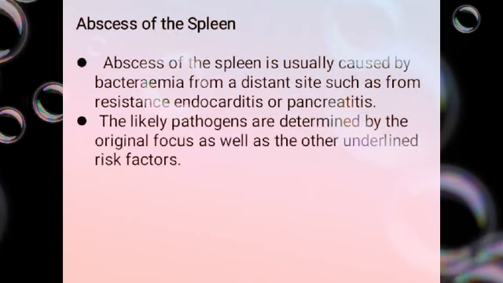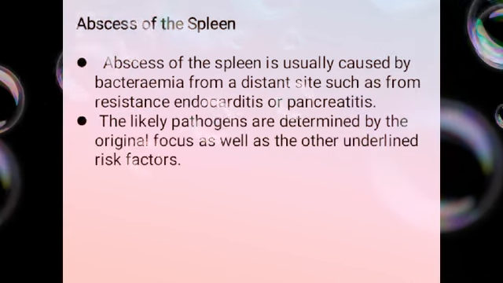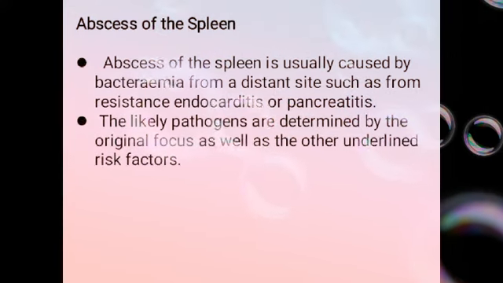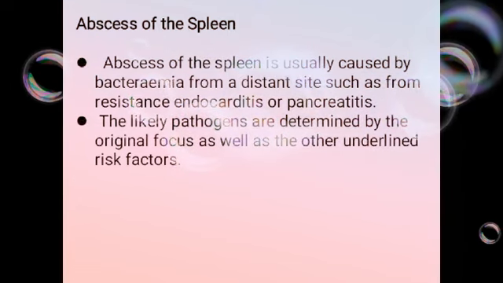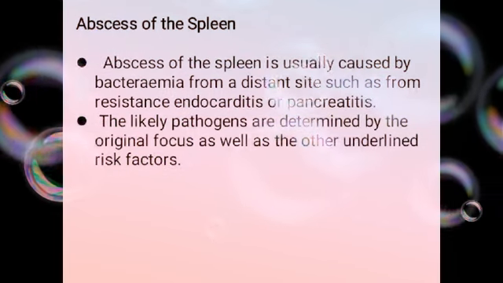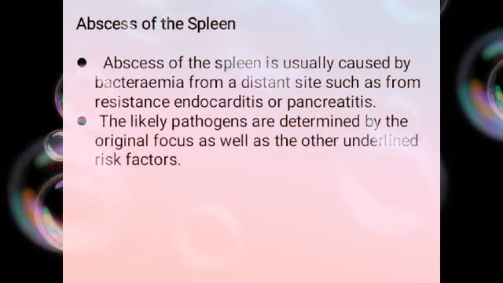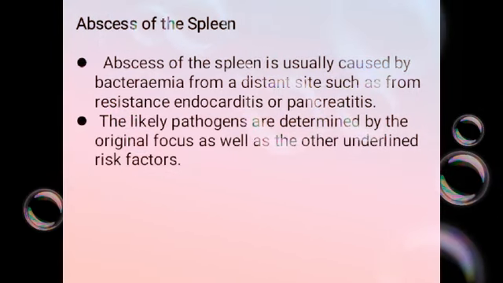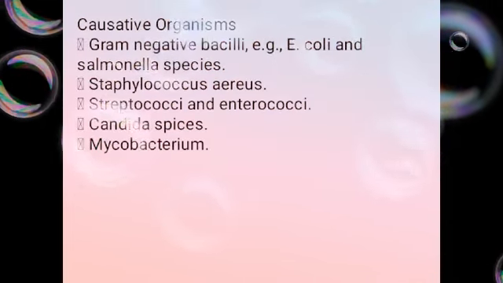So the likely pathogens that can be the cause of infection of the spleen or the abscess formation of the spleen are determined by the original focus. Sometimes what causes the infection at a particular point in time will be the causative agent. Sometimes it is the underlying disease, just like we have mentioned, if it is pancreatitis, that will be the cause. But there are some likely pathogens that cause the abscess of the spleen. What are those pathogens? Here they are.